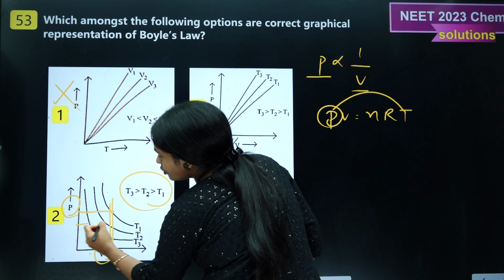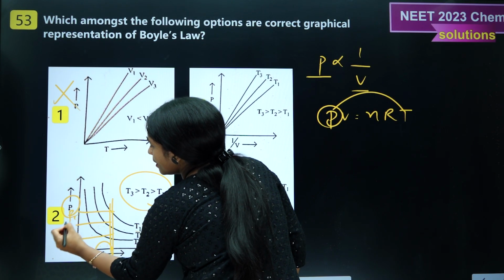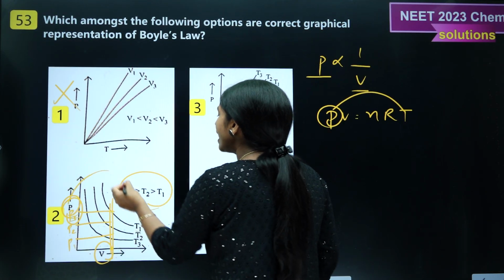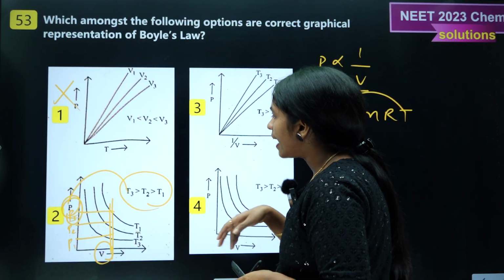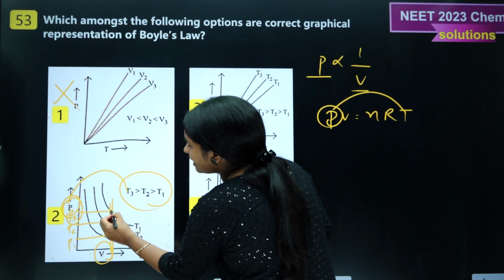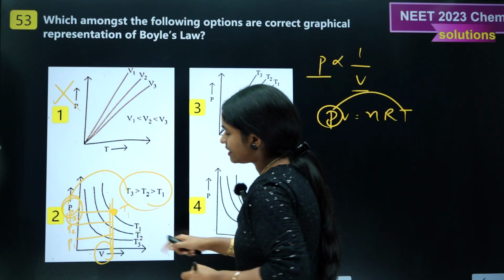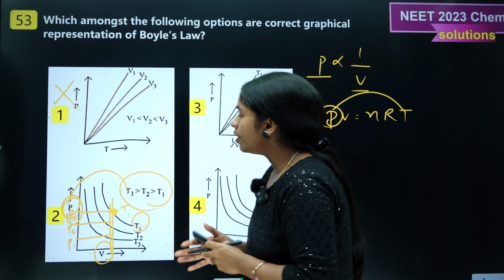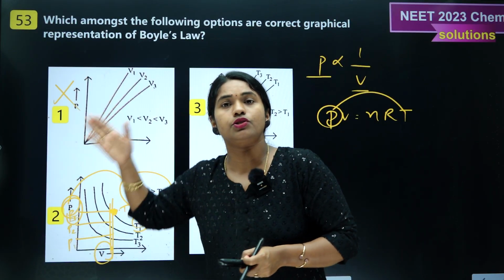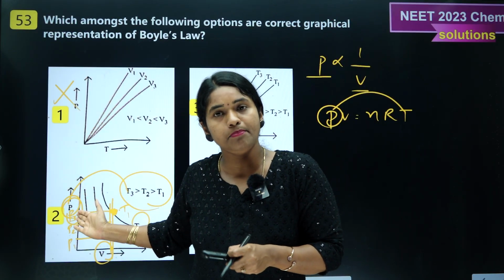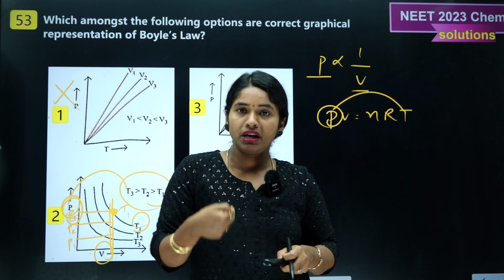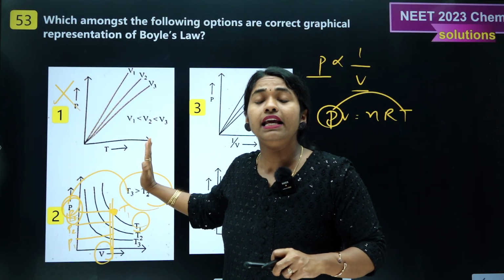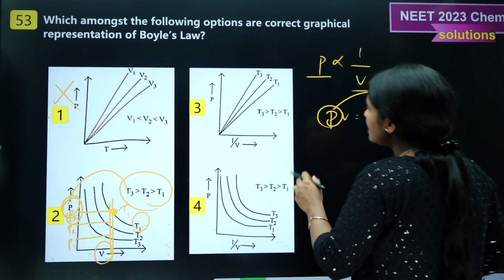Now draw 3 lines, students, like this. This is the higher pressure, P3, P2, P1. So higher pressure means higher temperature. At this point, what is the temperature? T1 is the temperature, they have given. So T1 is higher. Do you understand? At this point, higher pressure. So the higher the pressure, the higher the temperature should be. P3 is higher, so T1 should be higher according to the graph. But whatever is given here is wrong.